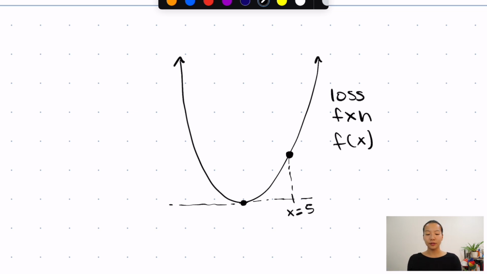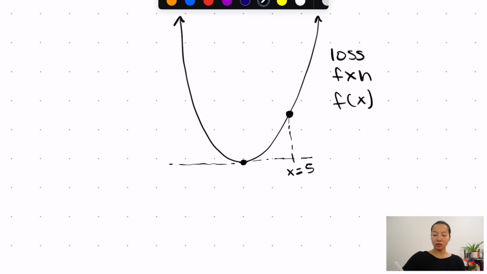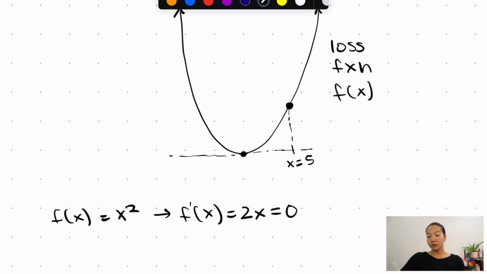And now how do we solve for that? Well, we just said that for something exponential, so if f of x equals x squared, the derivative f prime of x is going to be equal to 2x, right? And now we're just going to say, hey, where is that 0? Well, solve for x. It's going to be x equals 0.